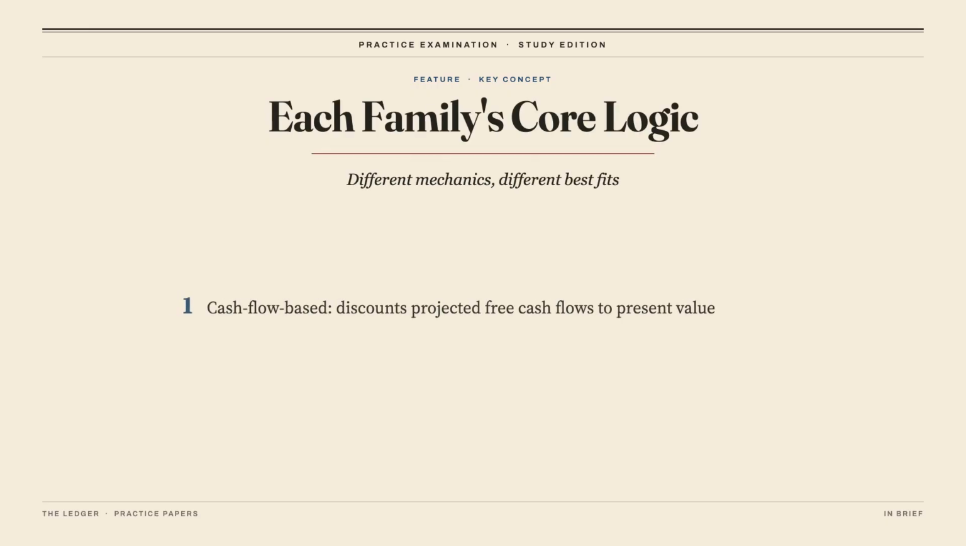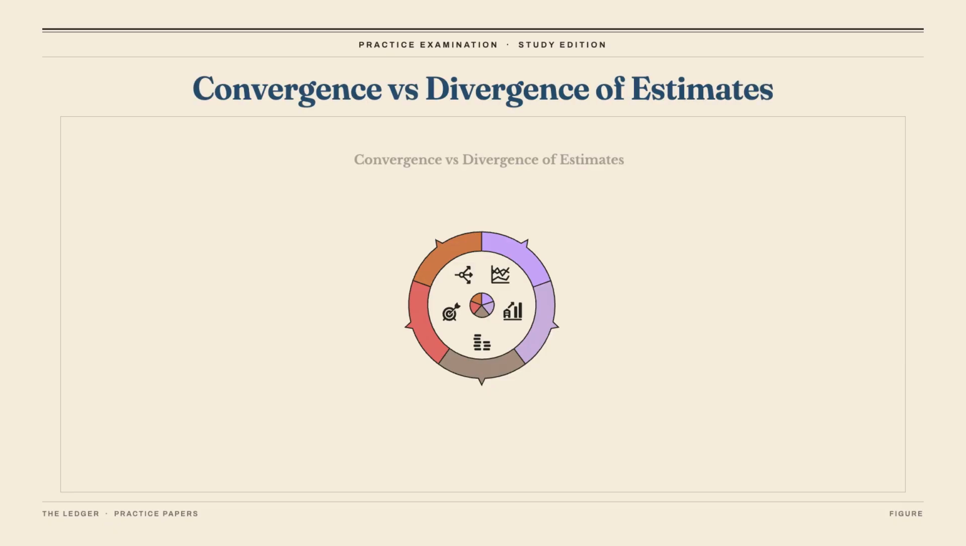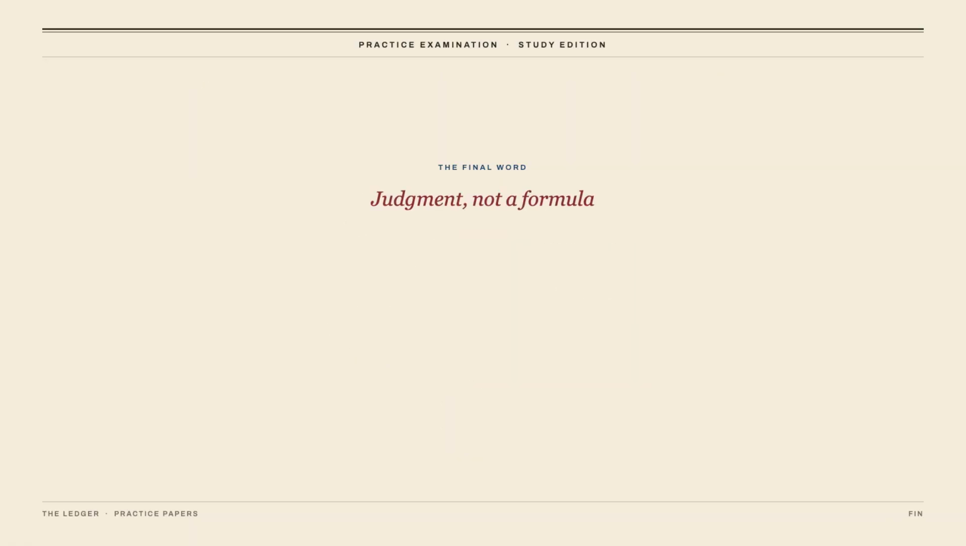Cash flow-based valuation discounts projected free cash flows, fitting predictable cash generators. Earnings-based valuation applies a multiple, like price to earnings, drawn from credible peers. Asset-based valuation sums the fair value of assets net of liabilities, fitting tangible, asset-heavy businesses. Where the three estimates converge, confidence in the valuation rises. Where they diverge, that gap itself is informative, pointing to which assumptions deserve a second look.